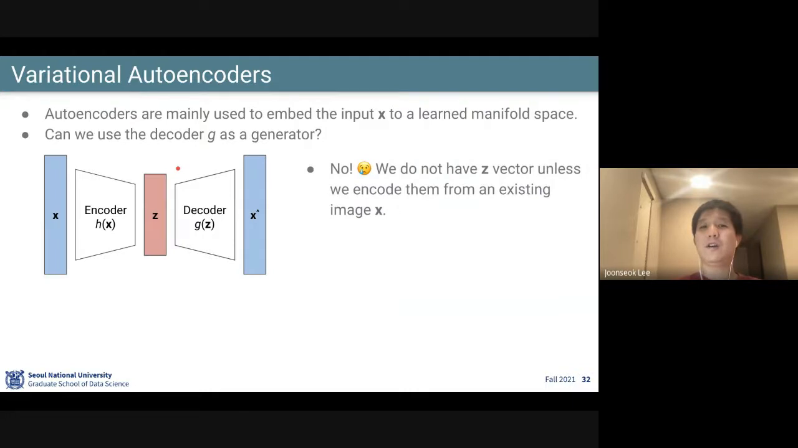That idea actually failed. We originally thought that given some Z, it would generate a plausible image, but actually that's not the case. We need the original image to get this Z, and without that, we don't have access to this Z vector. There's no way to get it. So it's not possible to generate from this Z to some plausible image X. Directly using this decoder doesn't make sense. It only works for vectors generated from actual images. That's not what we want. We'd like to generate some new images.